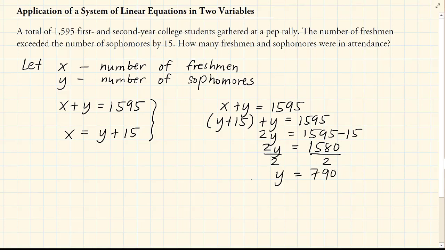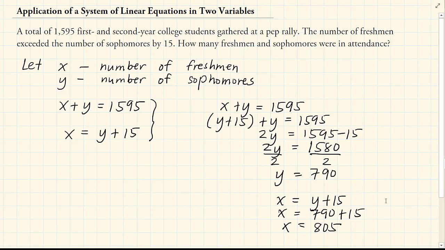Y is the number of sophomores. Then we solve for x. X is equal to y plus 15. So y is 790, so 790 plus 15, so x is 790 plus 15, that's 805.